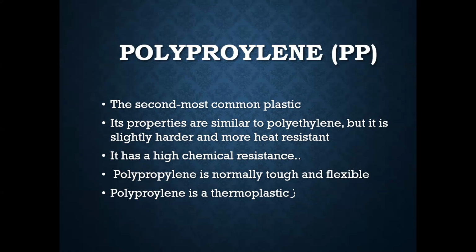Its properties are similar to those of polyethylene. But polypropylene is harder and it has a higher heat resistance. It also has a higher chemical resistance. It is tough and flexible, and it is a thermoplastic polymer.